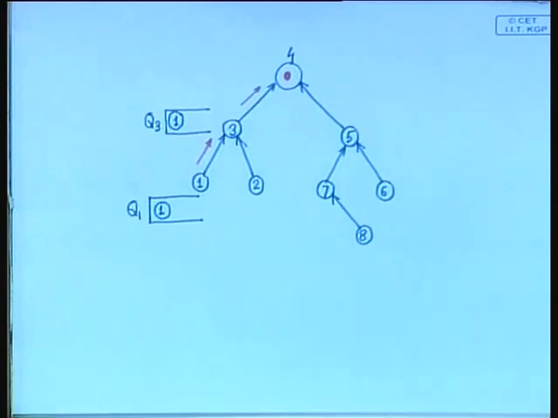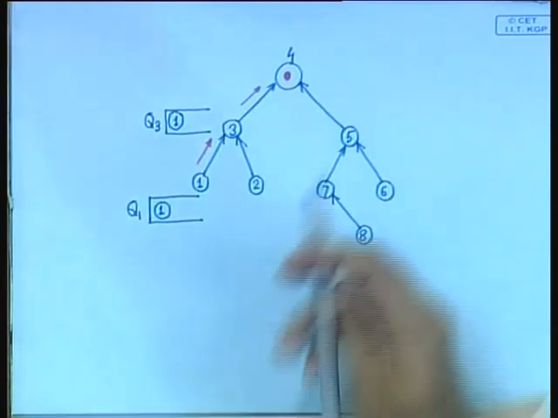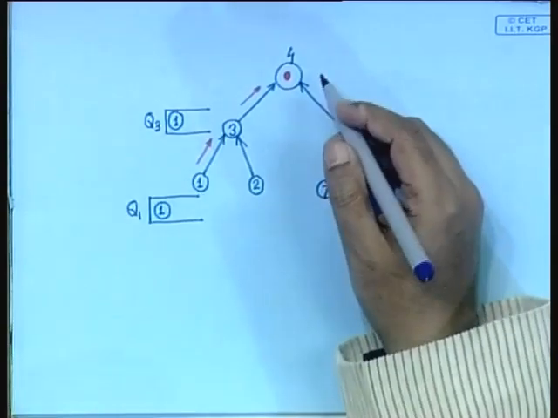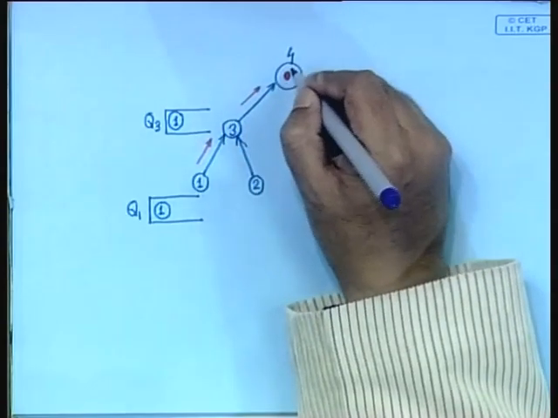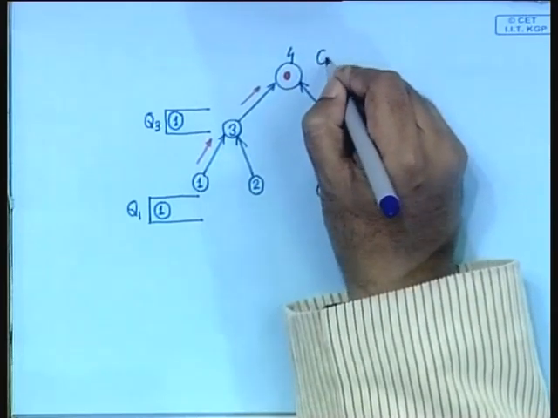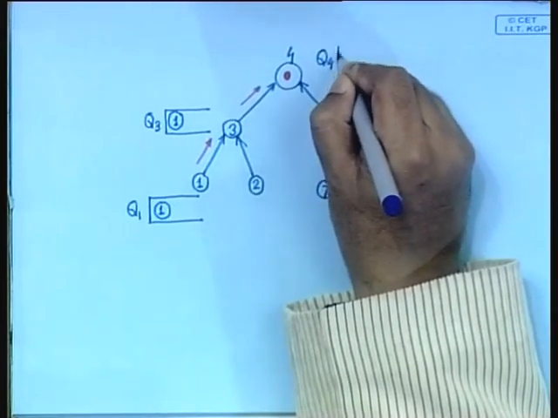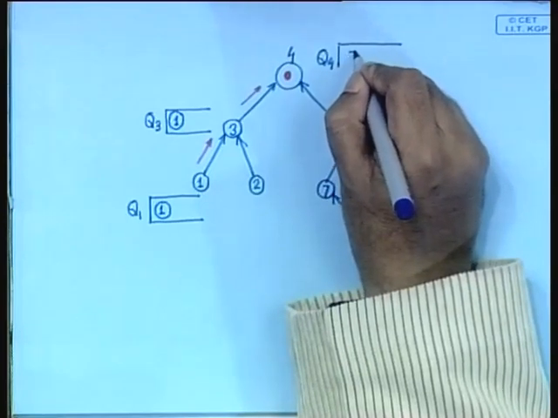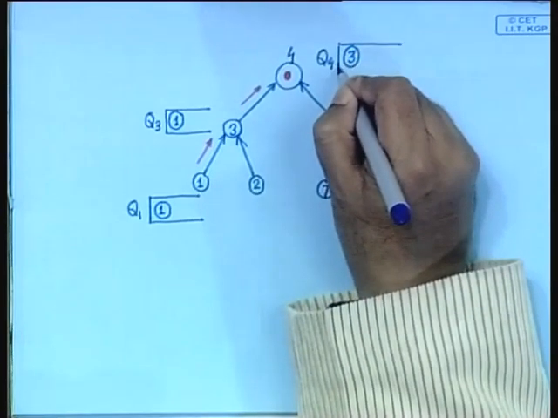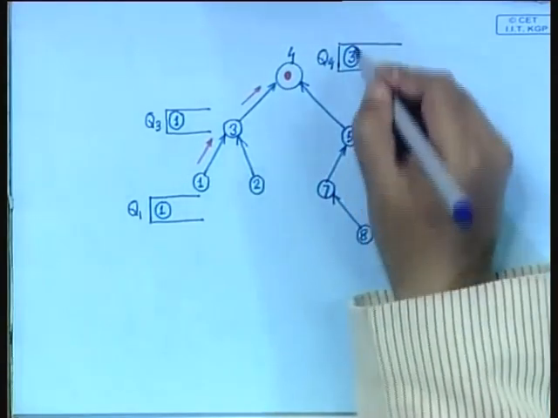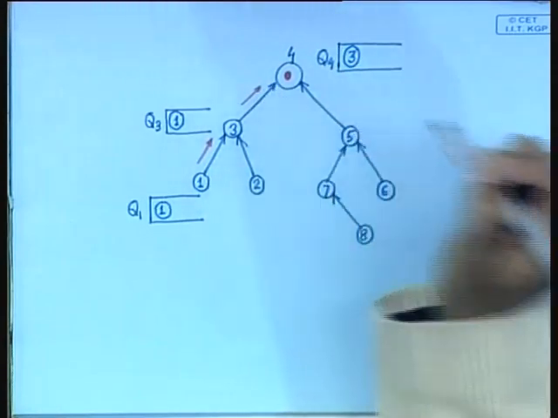Now, let us say 2 makes a request, or let us say, okay. So, this is going to go here, maybe this one is in the critical section. So, what will happen in Q4, we will enter 3. Why 3? Because it got a request from 3.